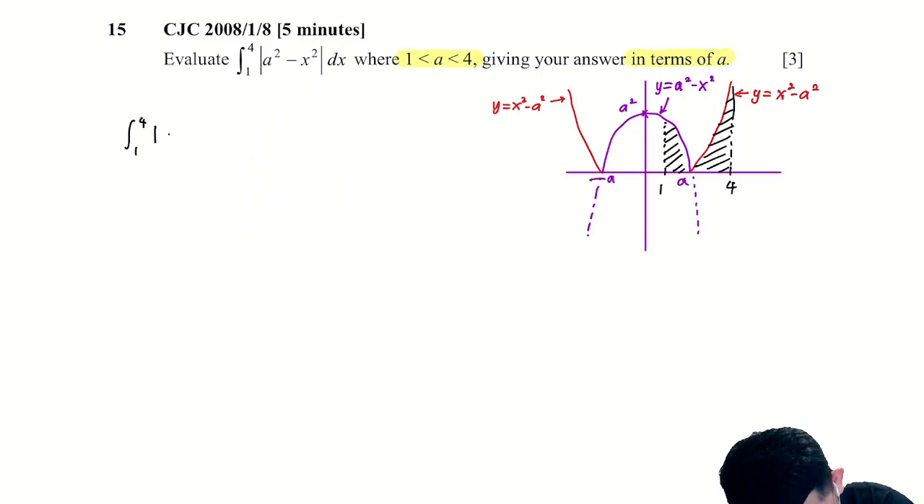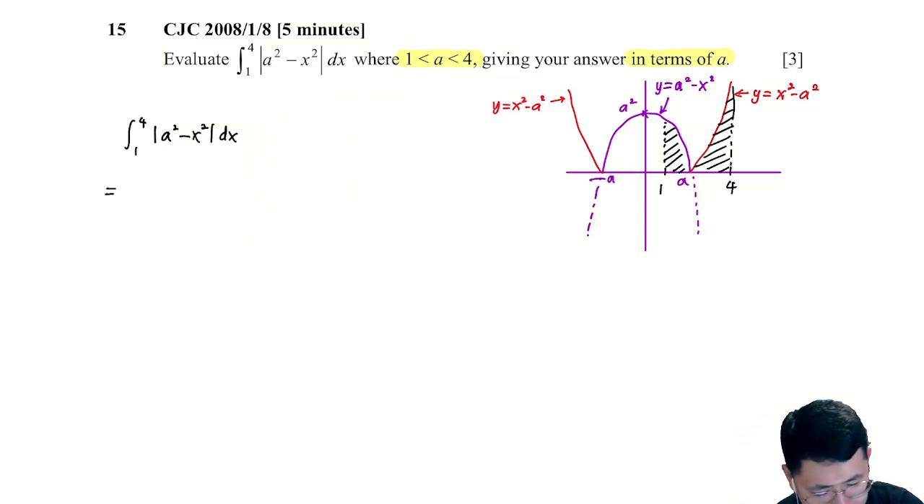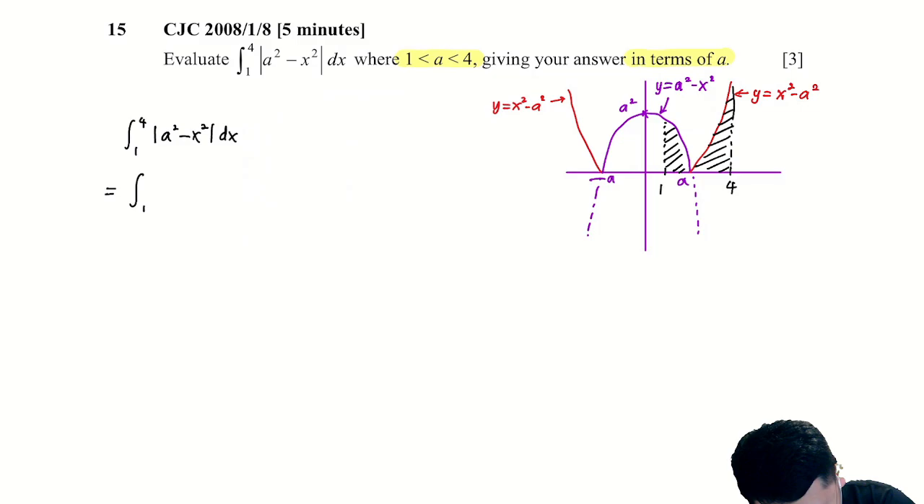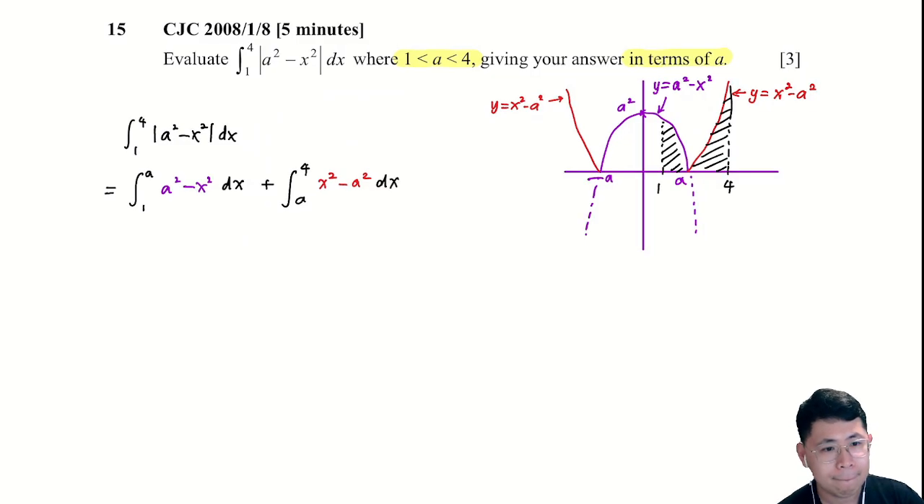Okay, so let's start to do this. From 1 to 4, a squared minus x squared dx. So this means that we will be integrating, using the concept of area under graph, from 1 to a of the purple graph, so a squared minus x squared dx. So under the purple graph, step 1. Step 2, we are going to integrate from a all the way to 4 of the red graph. So red graph is x squared minus a squared dx.